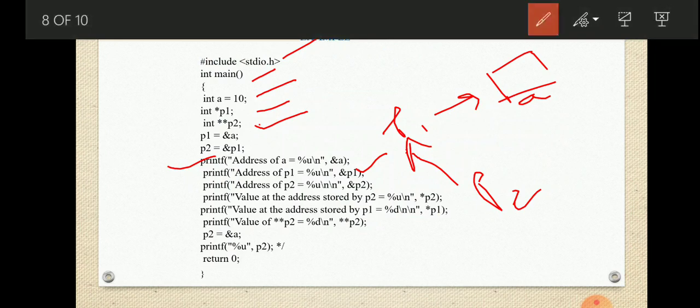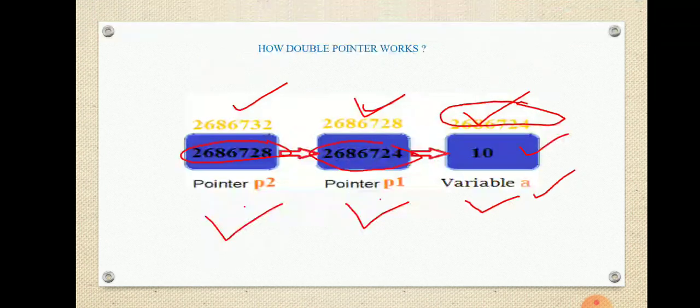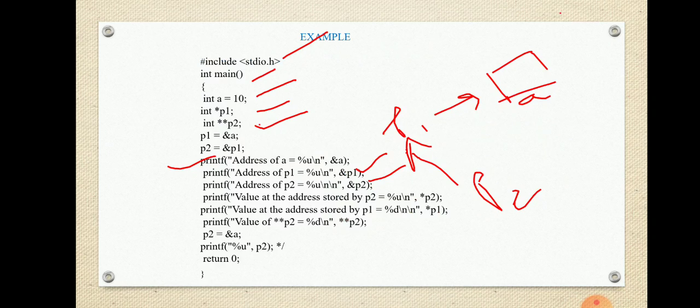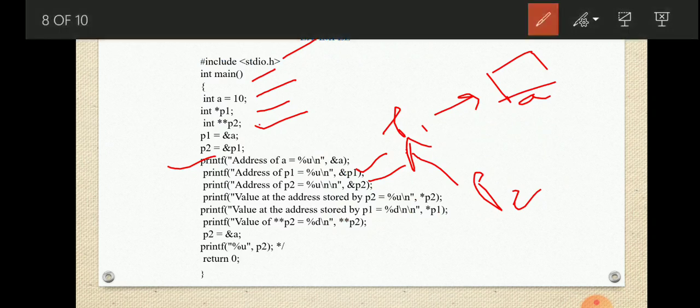Third thing is P2, the address of P2. What is the address of P2? Address of P2 is 2686732. Okay. Now coming to the next thing, printf at address value stored by P2.